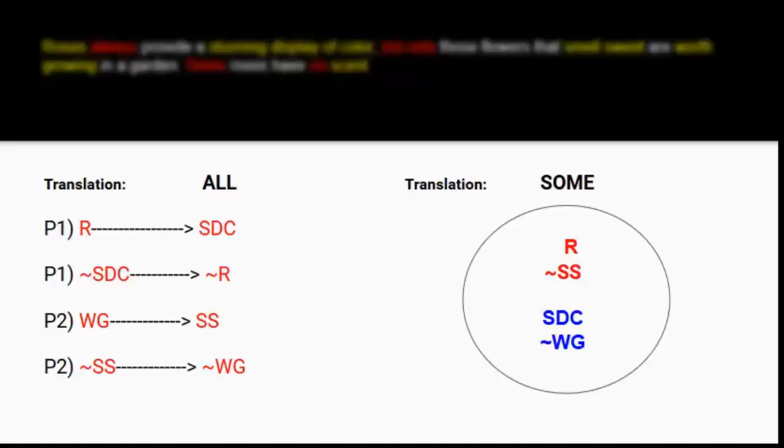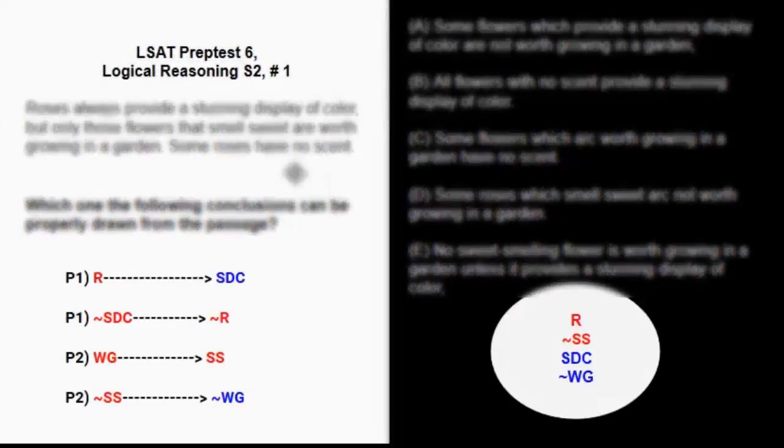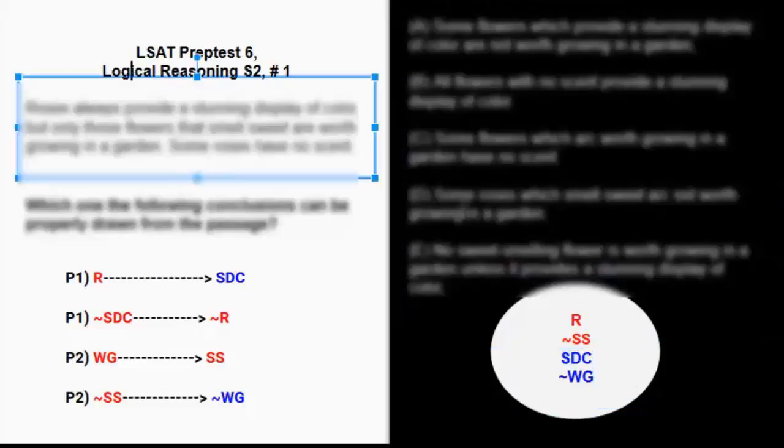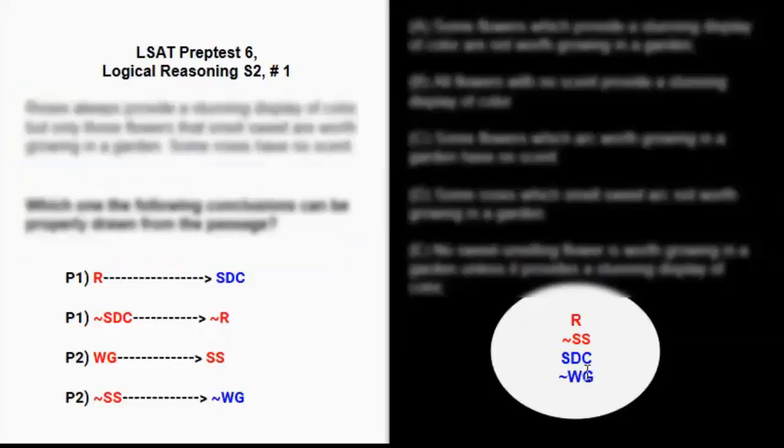All right, let's go to the answer choices. Answer choice A says some flowers which provide a stunning display of color are not worth growing in a garden. Let's see if we can derive that. Some flowers, stunning display of color right here, and not worth growing. It looks like we can derive that. So A is going to be the right answer, because some flowers, SDC, and not worth growing are right here. A is the credited answer. But let's continue on and take a look at the rest.